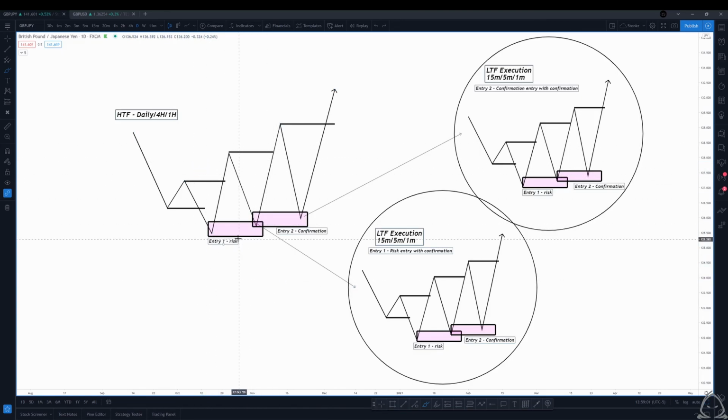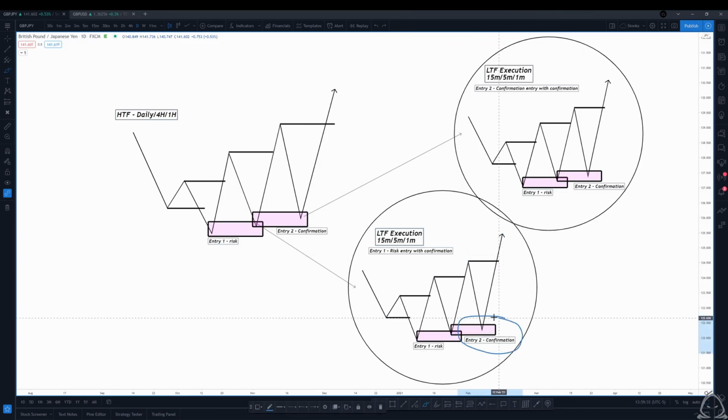But of course, what we can do instead of just setting an order on that higher time frame is we can then drop down to our lower time frame execution time frames, whether it be the 15-minute, the 5-minute, 1 minute, whichever you use, and look for a fractal pattern of that. And again, we can approach it in two different ways on this first risk entry spot. We can take the first risky entry of that fractal pattern, which would be that first mitigation, or we can wait for that second break of structure to enter a confirmation entry and take longer.